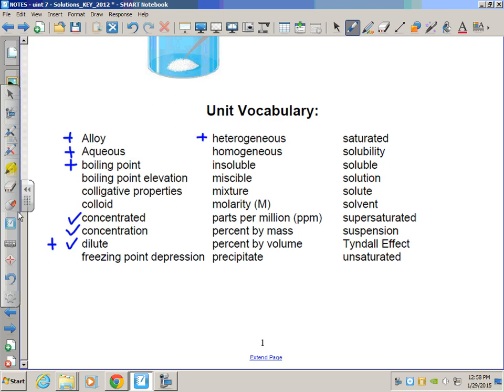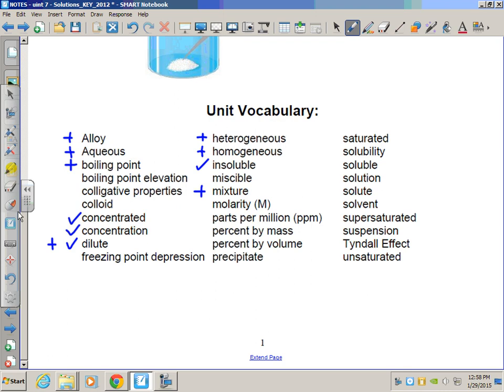Heterogeneous, homogeneous, review, insoluble. I'm going to go with a check on that, but that could easily be a plus. Miscible, that's a nothing for now. Mixture, you better know mixture. That's review, one of the two types of matter. You got mixtures and pure substances.